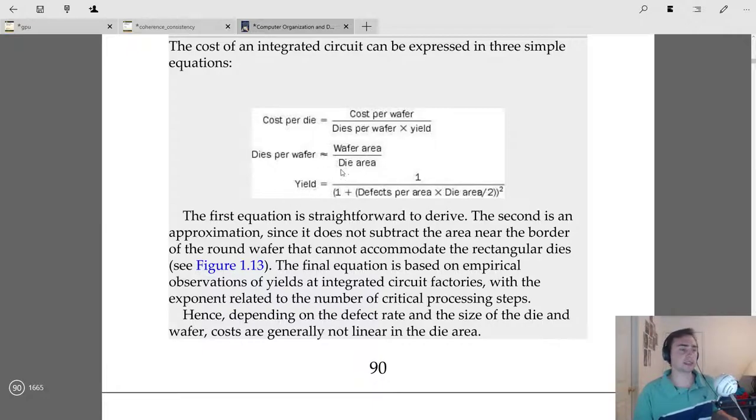Then you have your yield, and as it says down here, it's based on empirical observations of yields at integrated circuit factories. So it has things like defects per area in it. But one thing you should know is that it comes with the exponent related to the number of critical processing steps. Hence, depending on the defect rate and the size of the die and wafer, costs are generally not linear in die area. So one thing to note here is that if you have a lot of defects, it'll really cause your cost per die to go up by quite an extreme amount, because you've got an exponent here.